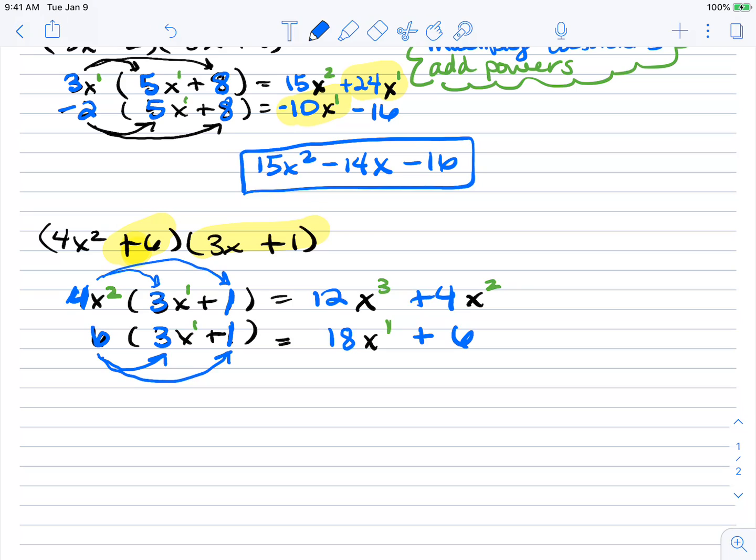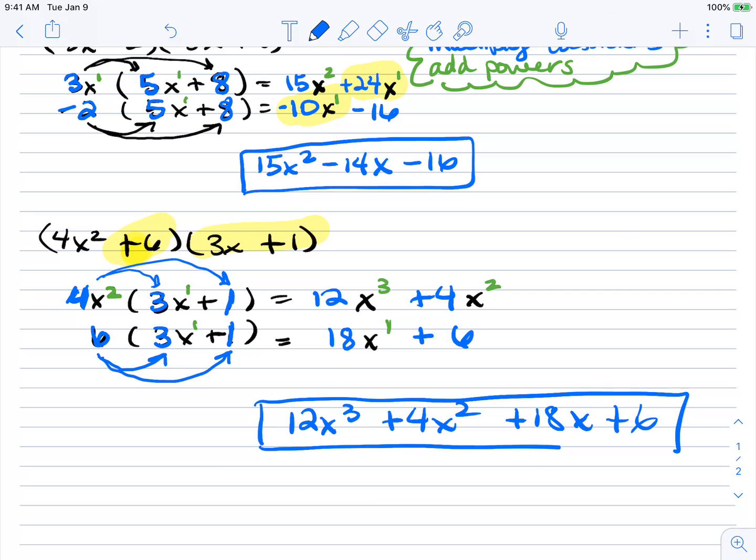Okay. What I'm doing next is combining like terms, and like terms mean that they're going to have the same power on the variable, so I can combine them together. And this has a power of 3, this has a power of 2, this has a power of 1, and this doesn't have an x term or x part to the term at all. So I cannot combine any of these together. So I'm going to write it down and say, well, I've really got 12x to the third and 4x squared plus 18x plus 6. And that's my answer.